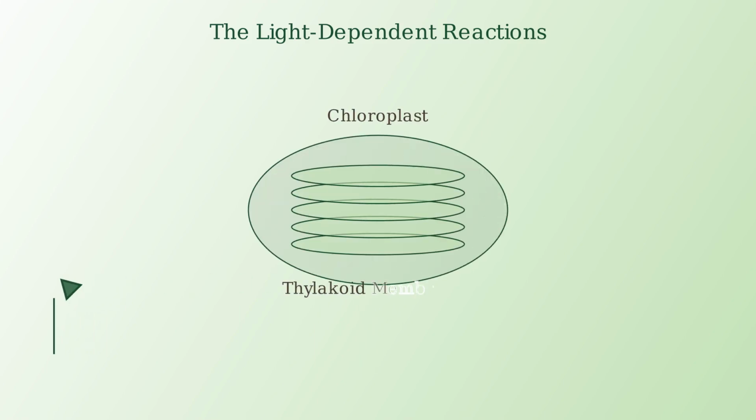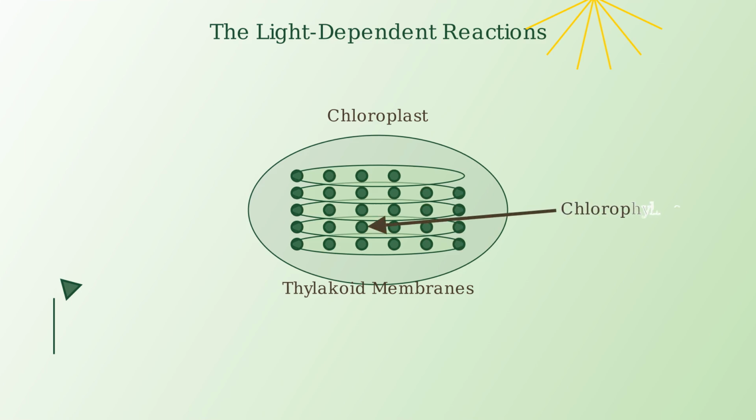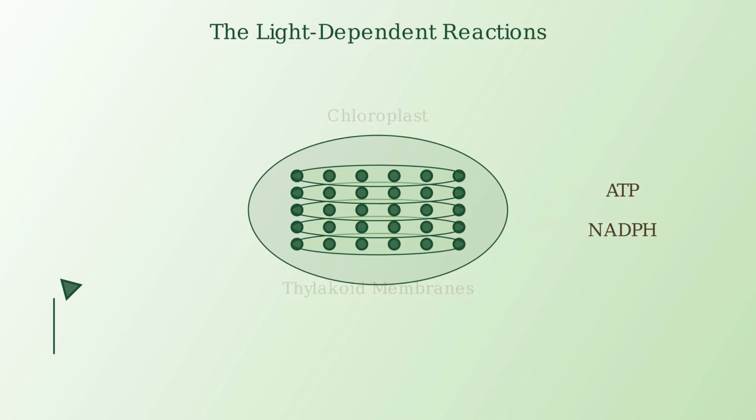The light-dependent reactions are the first stage of photosynthesis. These reactions occur in the thylakoid membranes of chloroplasts. In these membranes, chlorophyll molecules capture sunlight energy. This captured light energy is converted into chemical energy in the form of ATP and NADPH. During this process, water molecules are split, releasing oxygen as a byproduct.